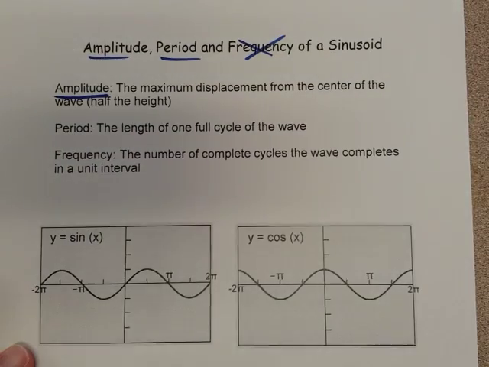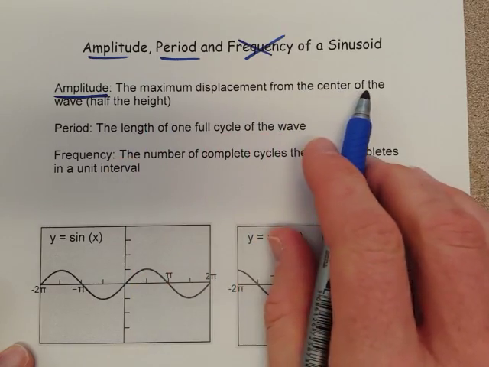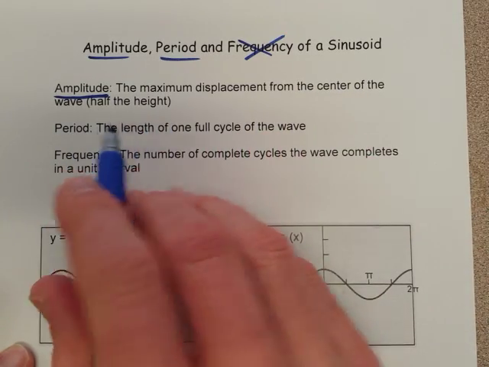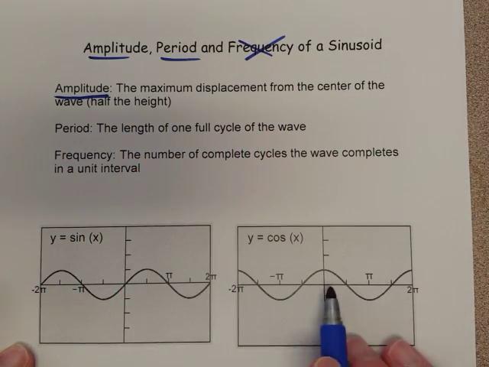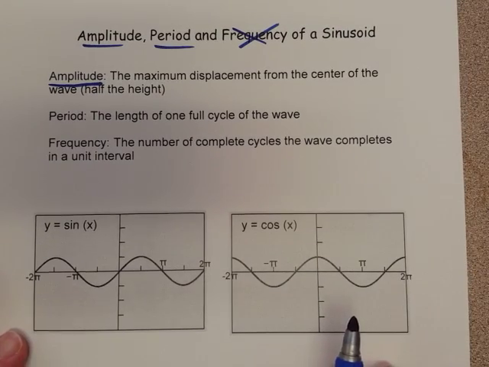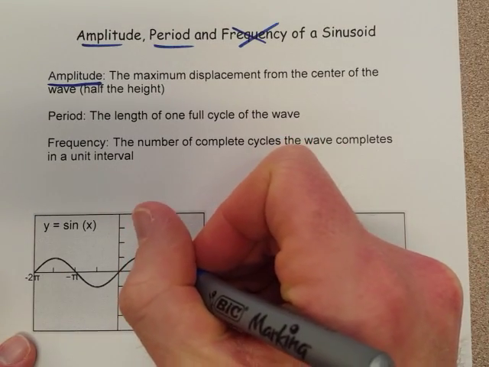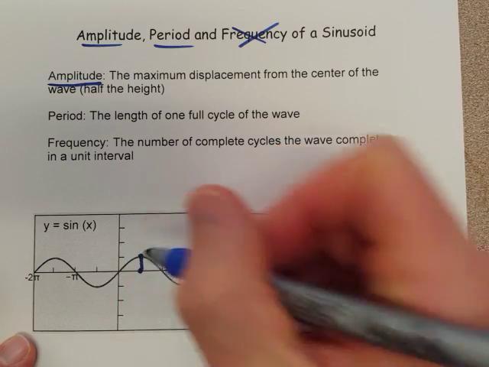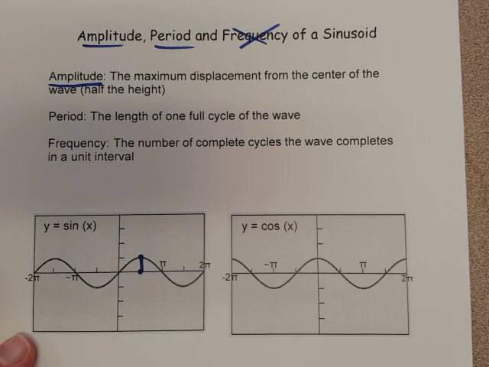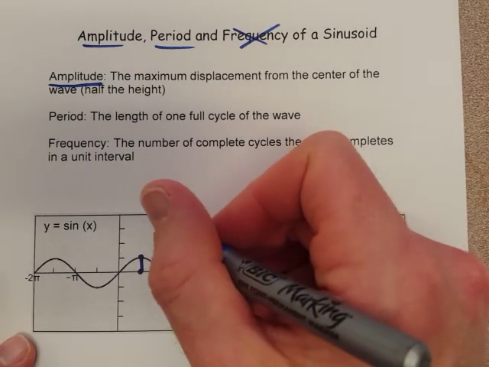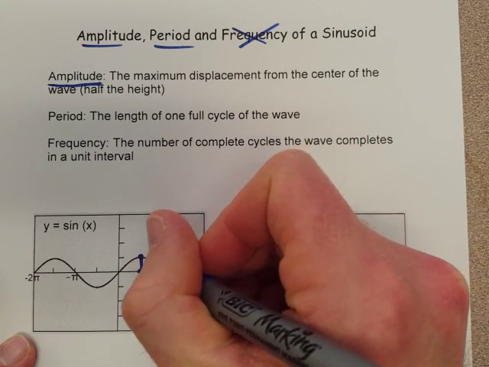Basically, what is it? It is the maximum displacement from the center of the wave. So that means half of the height. Now if I look down here at these graphs, that tells me the amplitude goes from here to here. That's the farthest away it can get from 0 is that amplitude. So that has an amplitude of 1.